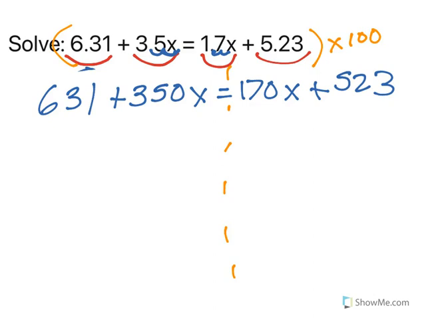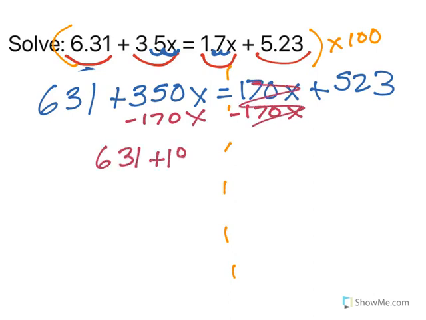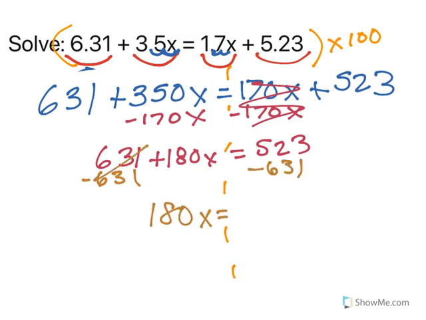Now we can solve. My first step is to move all of the x's to the left, because that's kind of my thing. If I have a positive 170x, I'm going to subtract 170x and rewrite what I have left: 631 plus 180x equals 523. Now I'm ready to move my constants to the right. The opposite of 631 is to subtract 631. I'm left with 180x equals negative 108, because 631 minus 523 is 108, and 631 is bigger, so it's negative.